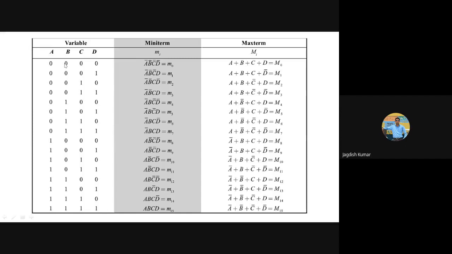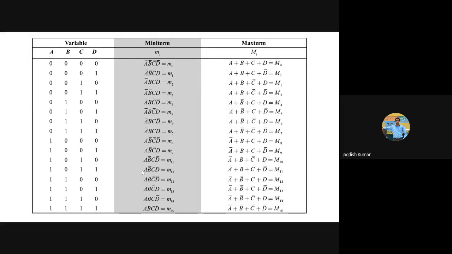What should be B complement? 1. So that is why we wrote B complement here. In this case, A, B, C all are 0, so we wrote A complement, B complement, C complement. D is already 1, so we don't need to take its complement. So D. That's the way to define this. This is just a convention, and something interesting will be clear shortly.